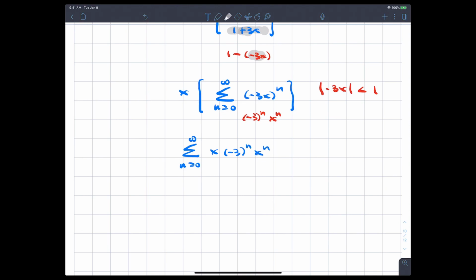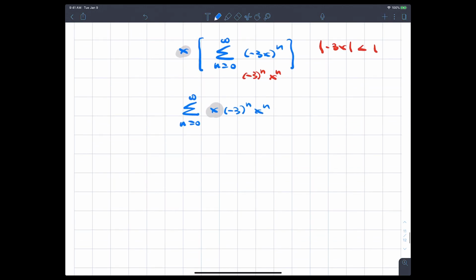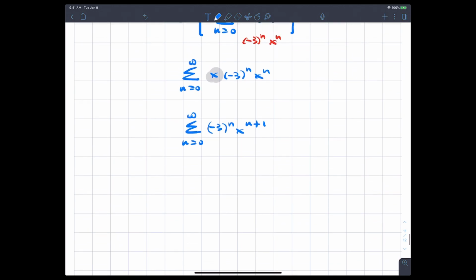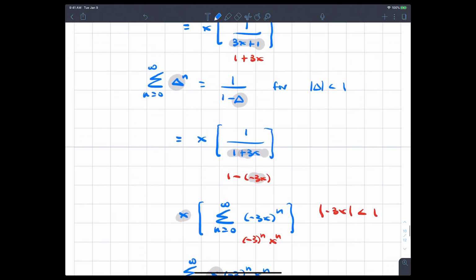You say, what are you talking about? Yes. By the distributive property, x times that sum, the x is now here. And again, by properties of exponents, we get the sum from n equals 0 to infinity of negative 3 to the nth power, x to the n plus 1. Now, you're kind of done, I should say. In some ways, this is over.